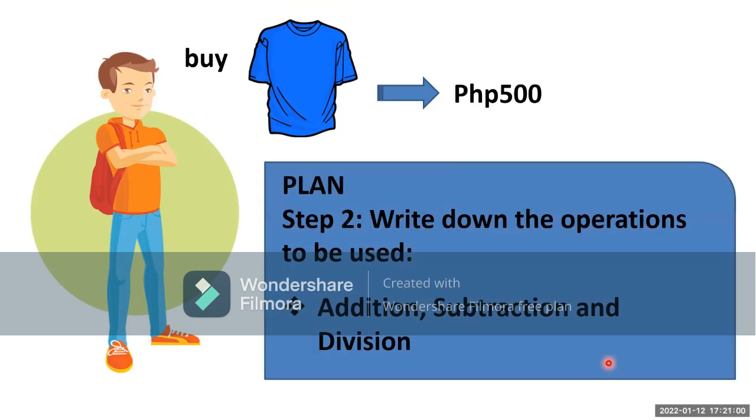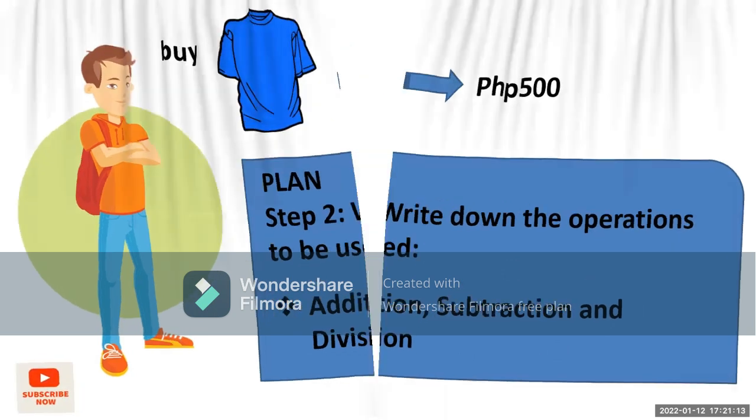Okay, step 2 is to plan. Write down the operations to be used. We're going to use addition, subtraction, and division. These 3 operations will give us an answer to this problem. Okay, let's proceed to the step 3.